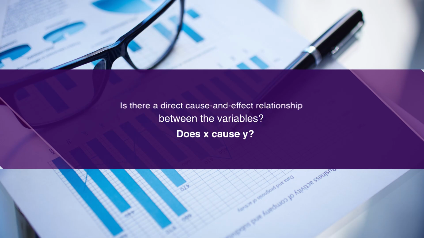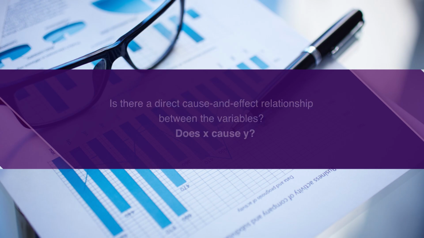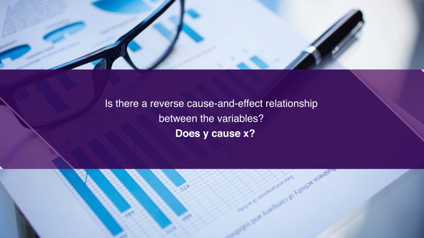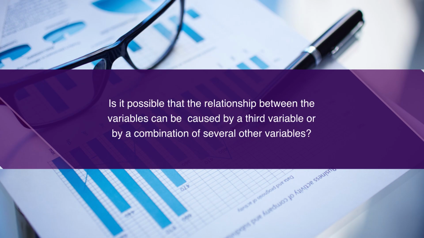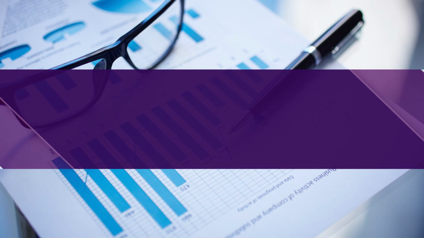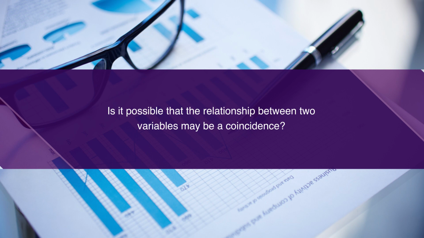One is, is there a direct cause and effect relationship between the variables? Does x cause y? Is there a reverse cause and effect relationship between the variables? Does y cause x? Is it possible that the relationship between the variables is caused by third variables or by a combination of several other variables? Is it possible that the relationship between two variables may be a coincidence?